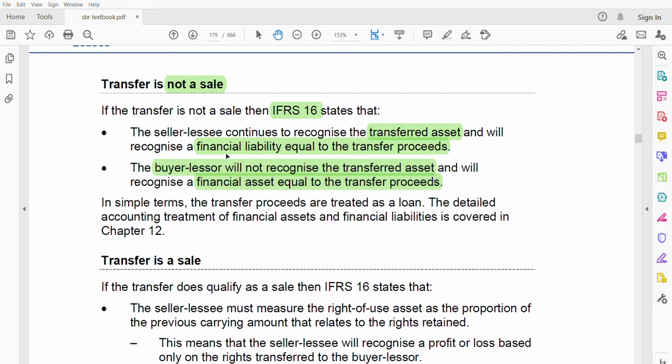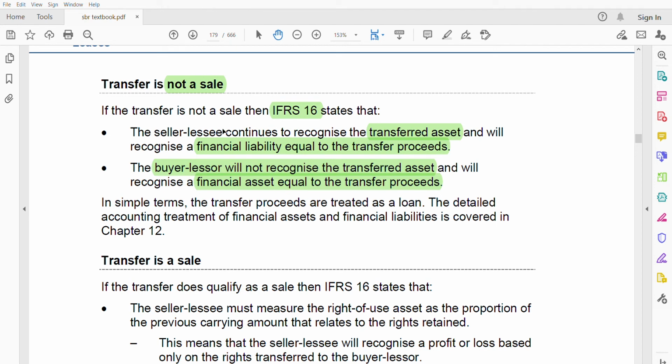So from the seller-lessee's point of view, you are recognizing the transferred asset and also recognizing a financial liability equal to the transfer proceeds. The lessor is not recognizing the transferred asset, but is recognizing a financial asset equal to the transfer proceeds.